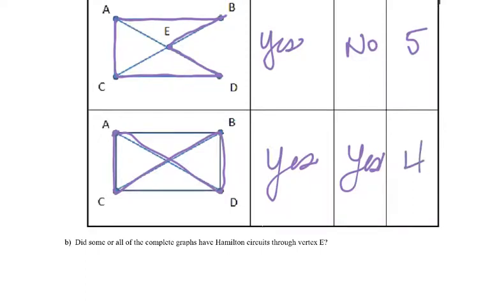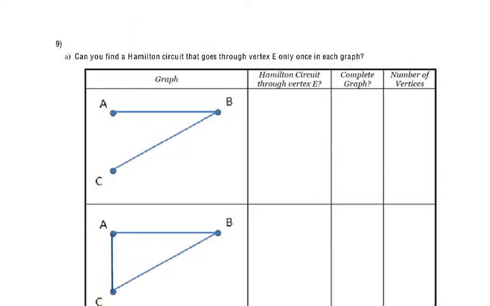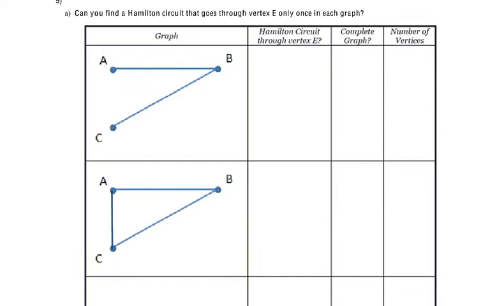So then asking the question, did some or all of the complete graphs have Hamilton circuits through them? Well, there was only one example of a complete graph, and it did have a Hamilton circuit, but it did not have a vertex E. Okay. So now we're going to go through these. Can we find a Hamilton circuit that goes through each vertex? Not E, just each vertex, only once in each graph.